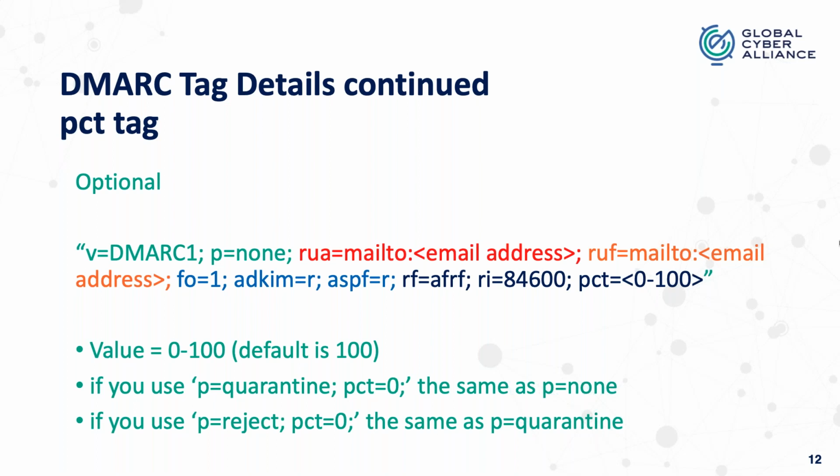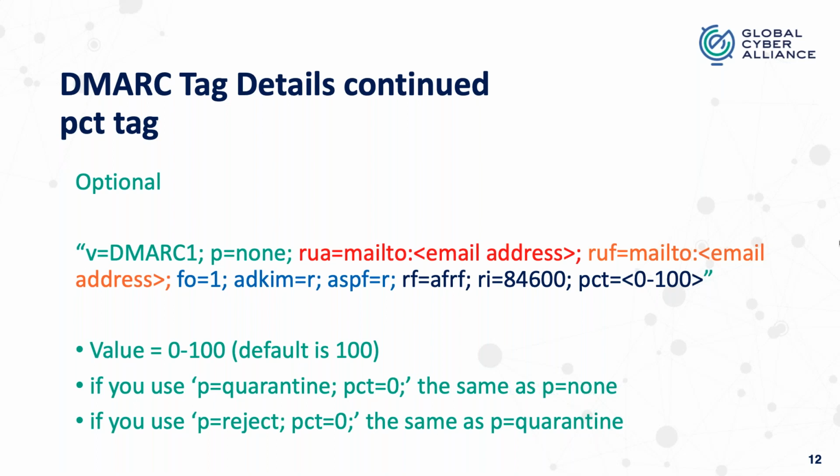Now, what does this do? What it's basically saying is that this percentage of messages being sent from this domain should be impacted by this DMARC policy. Really, I just see people use PCT equals when they go to quarantine or reject.